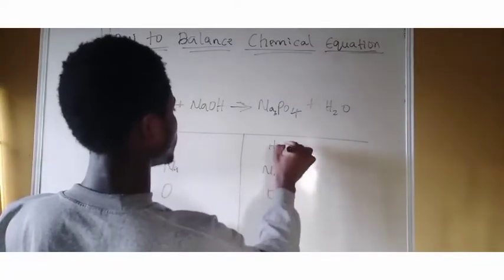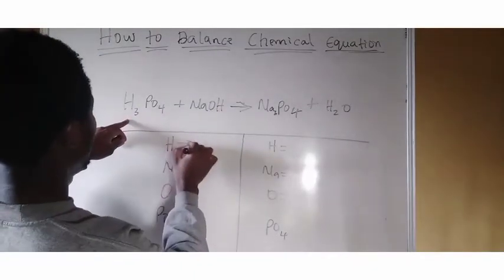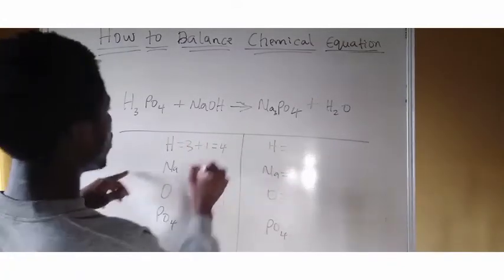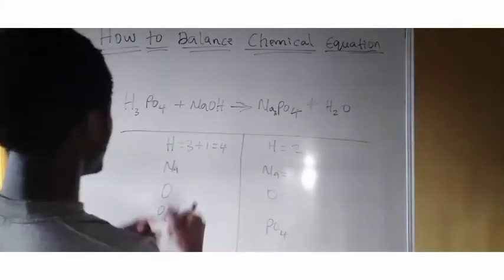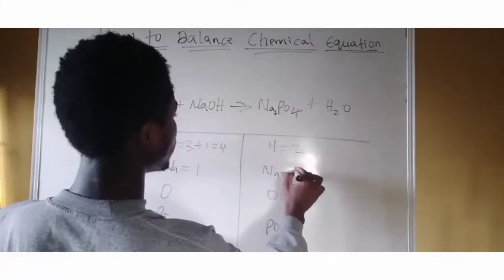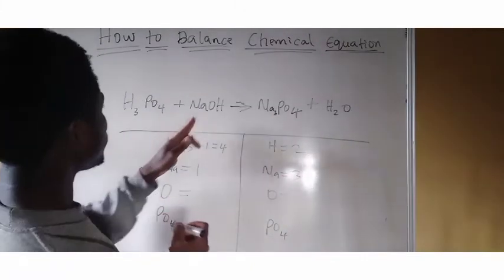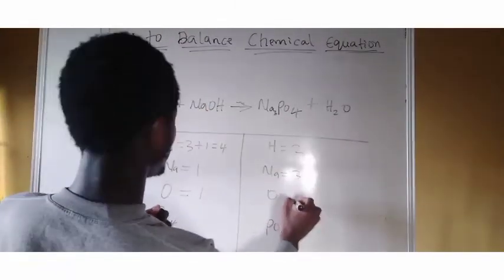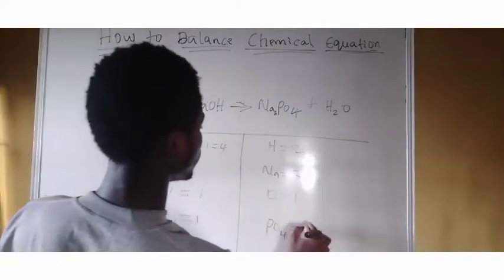So now in this case, we have 3 hydrogens here. We have 3 plus 1 plus 1, giving us a total of 4. And on this side of the equation we have just 2 atoms of hydrogen. On sodium we have 1 on this side of the equation, then on this side we have 3. Okay. So now our oxygen on this side of the equation is just 1, while oxygen on this side is also 1. Then PO4 we have just 1 here and we have 1 here.